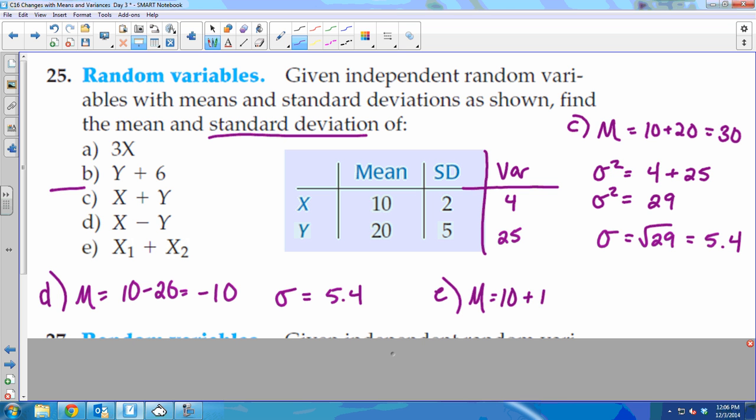That doesn't work. So on E, for the mean, what are we going to get? 10 plus 10, which is 20. Okay. And then for the standard deviation, we have to find the variance first. I remember I can't combine the standard deviation. So for the variance, I'm going to add the variances. So 4 plus 4, which is 8. And then I take the square root to get the standard deviation, and that's 2.8.